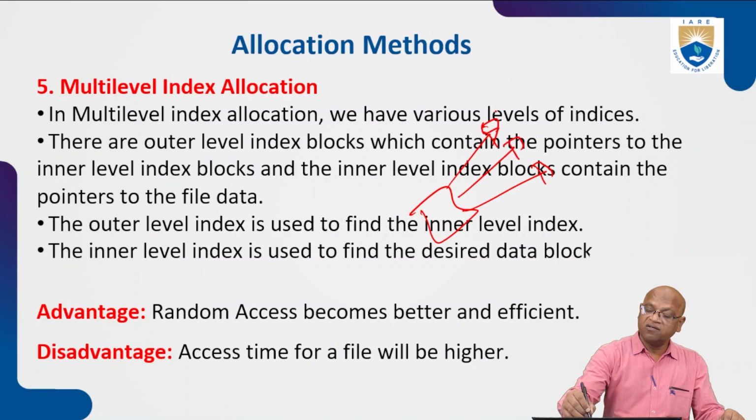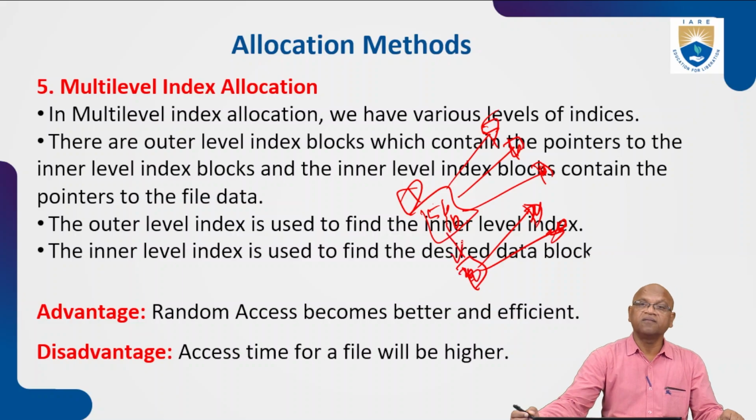One, this is block 5, 6, 10. So block 5, 6, 10. This is index block 1. Similarly, the file is saved in some other blocks also, 20, 30, like this, and both are interlinked. Like this, this is called multi-level.